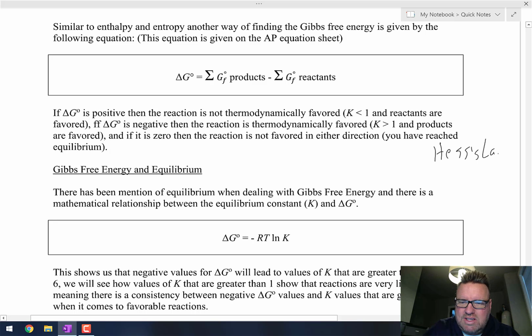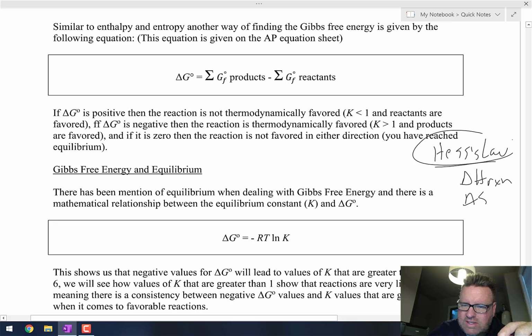And Hess's law, remember, means you can add, you can double, you can flip those different equations to get a new enthalpy change for a different reaction. Okay, you can use Hess's law with entropy, delta S, as well, and you can also use it with delta G's.